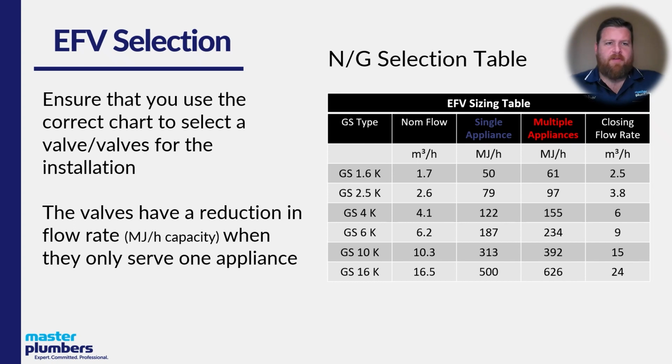Another important thing to note in the excess flow valve selection is that there's two columns that you'll be using, which is your multiple appliances and single appliances. So what you'll see there is that when the valve is servicing a single appliance, there's actually a reduction in the megajoule capacity. And that's because of the amount of gas that gets used at once when that appliance triggers; if you haven't sized it correctly, it can actually cause the valve to falsely isolate.